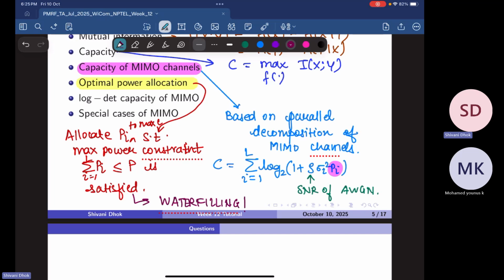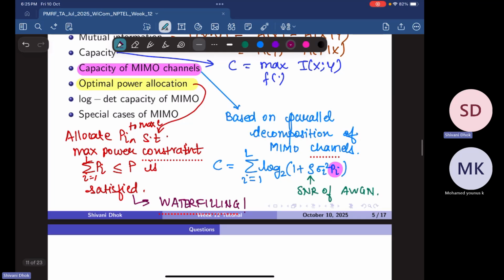So I'll be taking a question which is related to all these things, MIMO channel and its capacity and how to allocate power. A simple question I'll take.